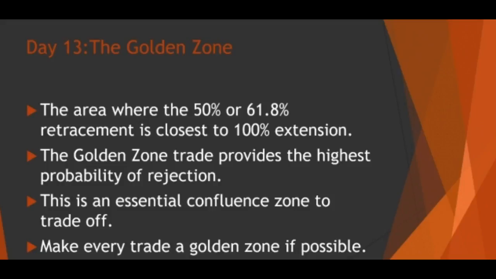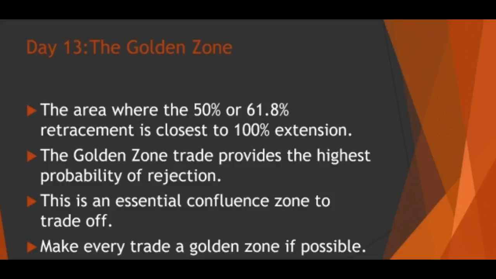It's a very simple concept. All it is is confluence of trade, but if done correctly, you can find yourself in some very profitable opportunities very quickly. So the golden zone trade. First of all, the golden zone is just a name. It's just something I named it. You can name it whatever you like, but the golden zone trade is how I refer to this trade. And really, the definition of it is it's the area where the 50% or the 61.8% retracement is closest to the 100% extension.